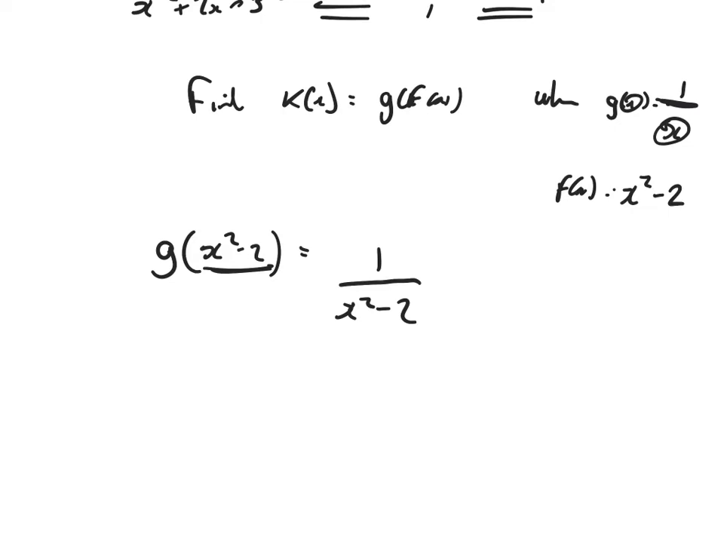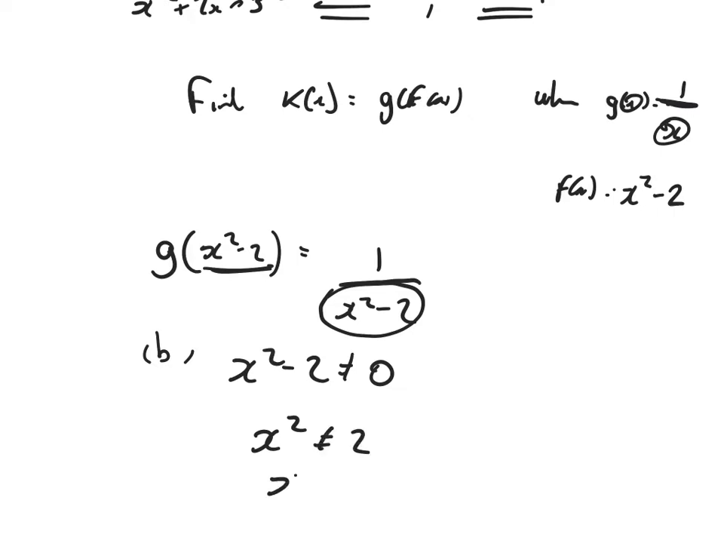So part B, write a restriction on the domain. Well, the denominator cannot be 0. So x squared cannot be 2, x cannot be the square root of 2, which will be a positive negative result. So the restrictions on the domain this time are positive root 2 and negative root 2.